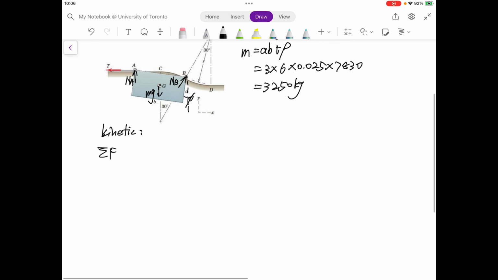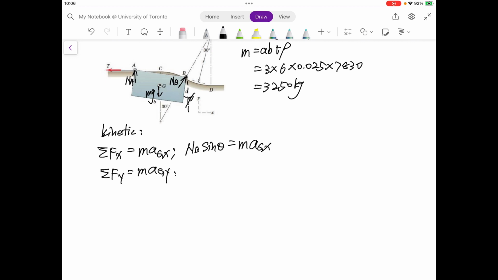So the sum of force in x direction is equal to m a_Gx. Then m_B sine theta is equal to m a_Gx. The same equation for y direction: N_A plus m_B cosine theta minus m g is equal to m a_Gy.